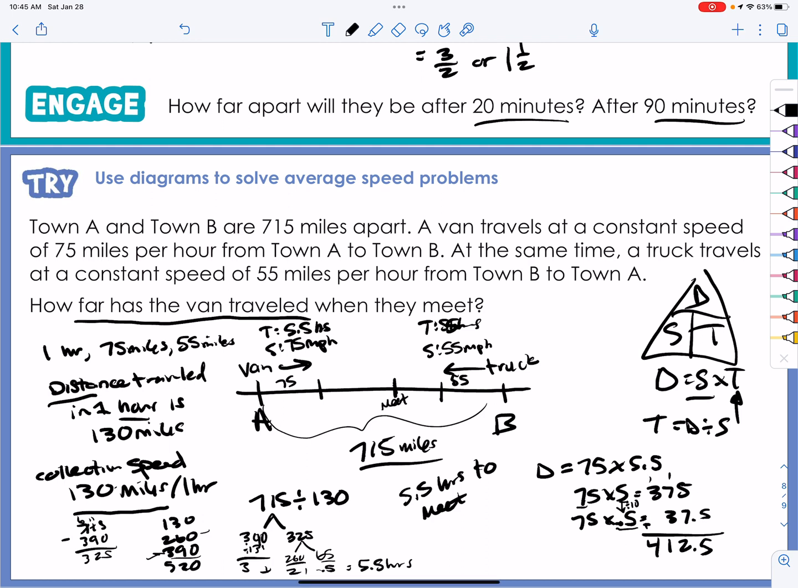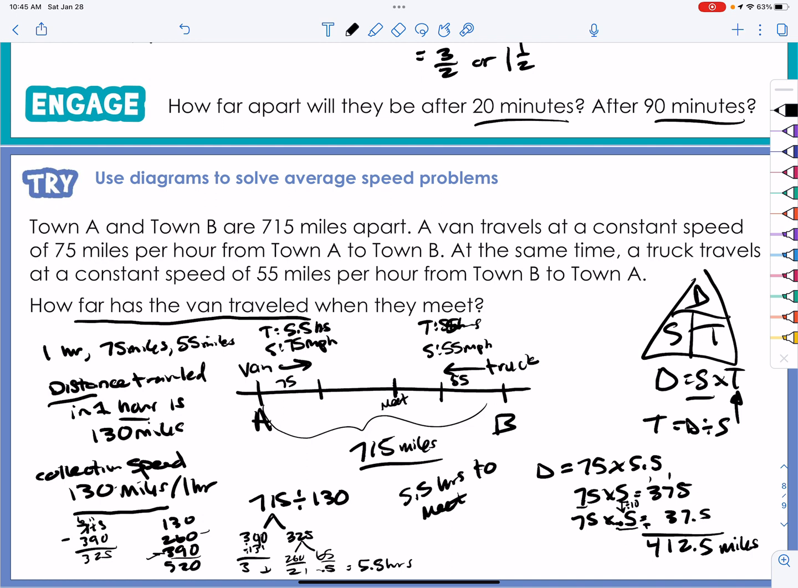So that van will drive 412.5 miles when it reaches the truck. Hot dog, that's a lot of work. That is a lot of thinking, a lot of math.